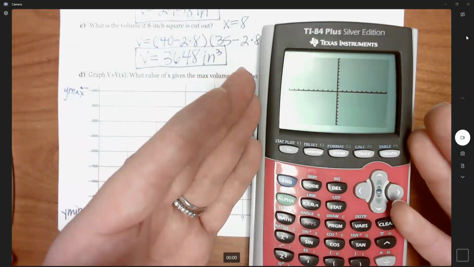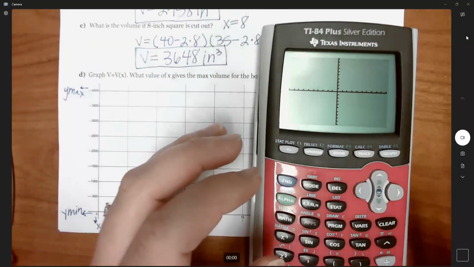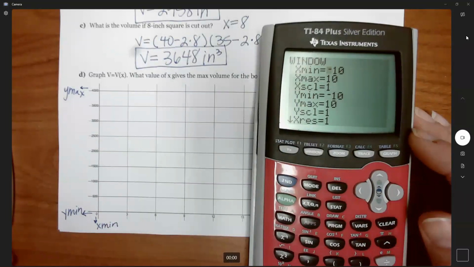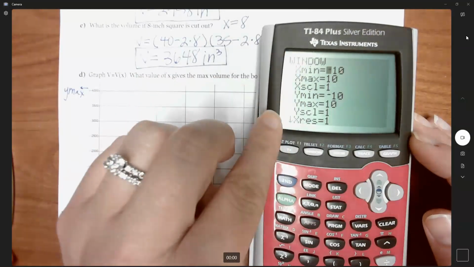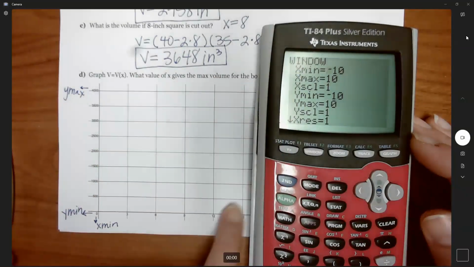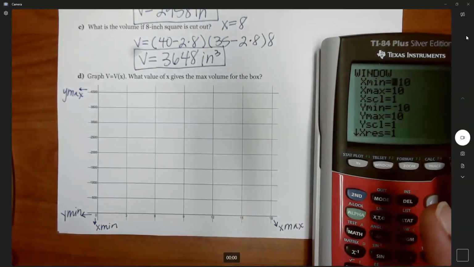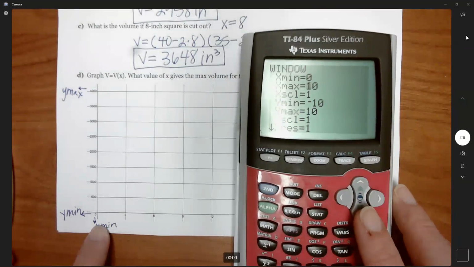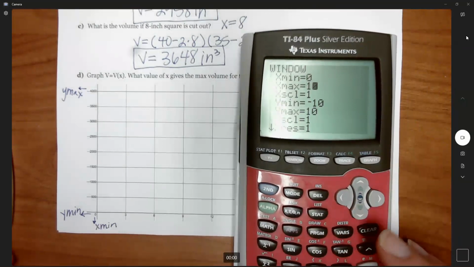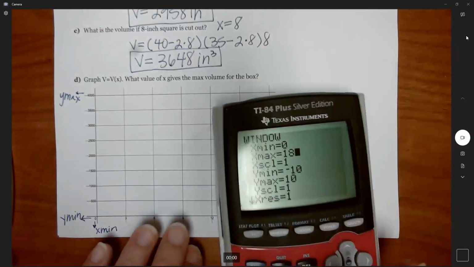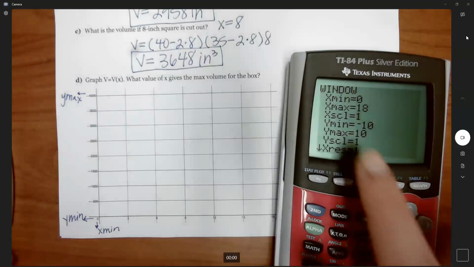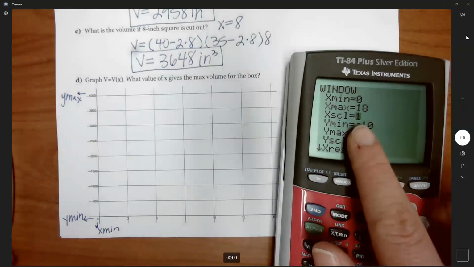Other times you might see something just like a straight line, and it's because this window isn't a good window for viewing. So I'm going to come over here to window, and I'm going to change my X min and max, my Y min and max to match whatever graph they give me. So my X min is 0. My X max is 18 right here. And then my X scale, you can leave that at 1. What that means is each little tick mark represents 1.